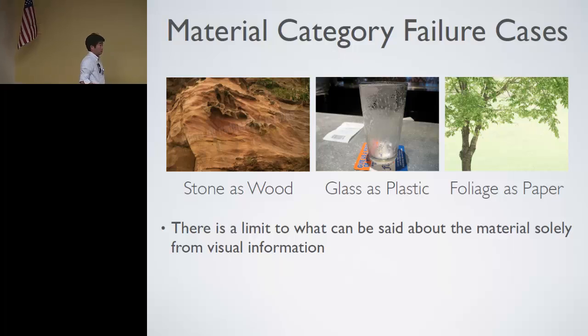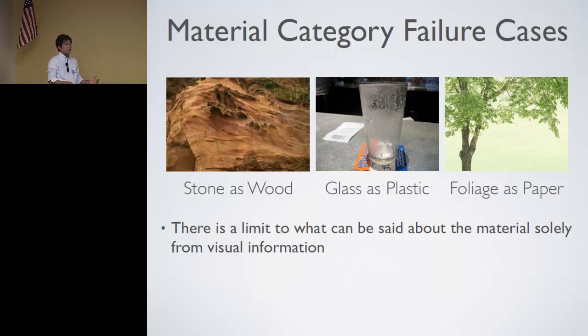Okay, and some failure cases. You can see that these are really difficult cases, like the stone is recognized as wood and the glass is recognized as plastic, and they do kind of look like wood and plastic. And this failure case is just coming from the fact that the bounding box is not really hugging the object of interest, but has this background paper in it.